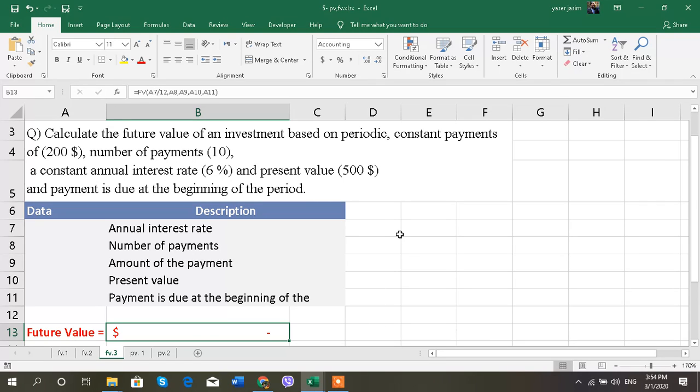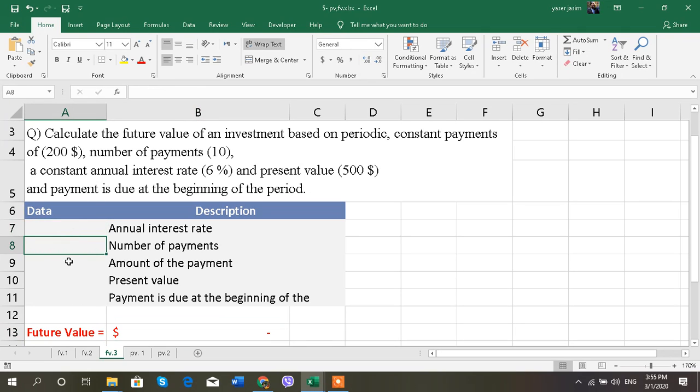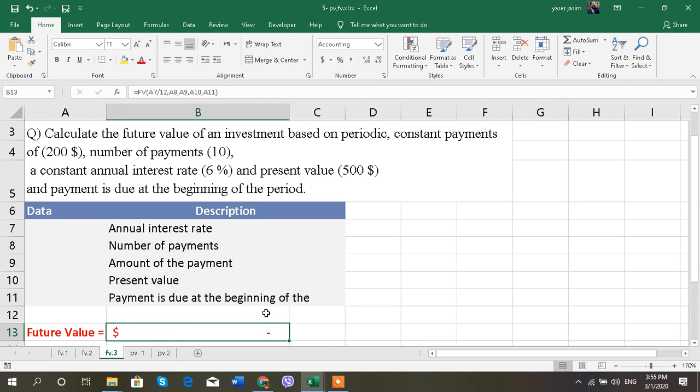The first and most important thing you need to do to solve this is to read the question very well, make your analysis and see what you want here, and then convert these values into this table according to their appropriate places. After that, we're going to use the FV function to calculate the future value for this investment.